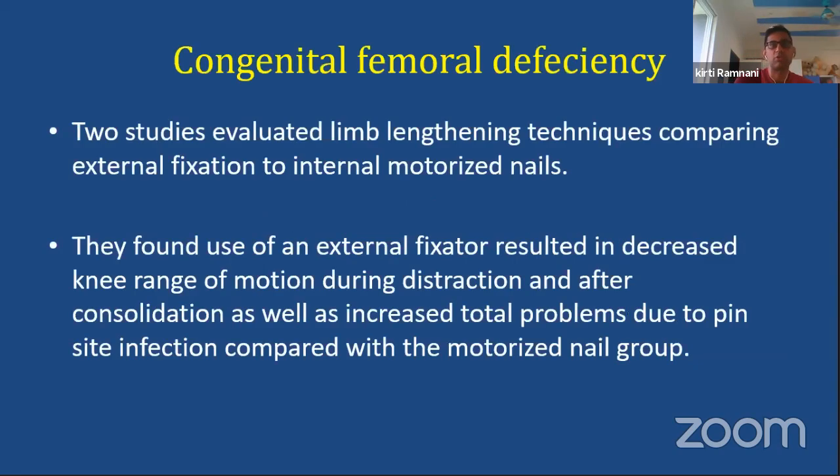For congenital deformities also, these nails have been used for limb lengthening, and the initial results are better than with the external fixator, in terms of range of motion exercises, fewer fracture chances after removal of the nail, pin tract infections, as well as knee range of motion and contractures. These two studies evaluated limb lengthening techniques, and they found that use of an external fixator resulted in decreased range of motion during distraction and after consolidation, as well as increased total problems due to pin site infection, compared with the motorized nail group.